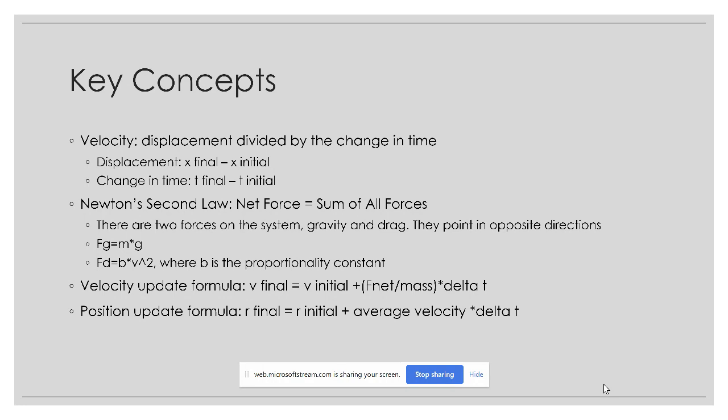We have two forces on the system, gravity and drag, and they point in opposite directions. The force of gravity is just mass times the gravitational constant, and the force of drag is equal to b times m v squared, where b is a proportionality constant. Then we also have the velocity update formula. V final is equal to v initial plus F net divided by mass times delta t. And the position update formula. The final position is equal to the initial position plus the average velocity times the change in time.